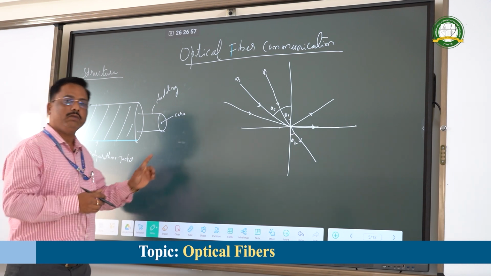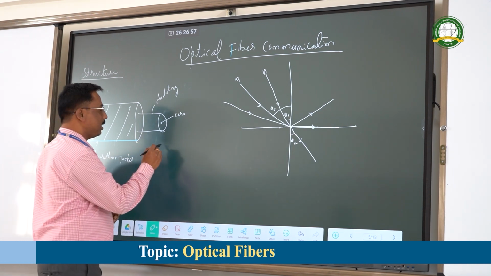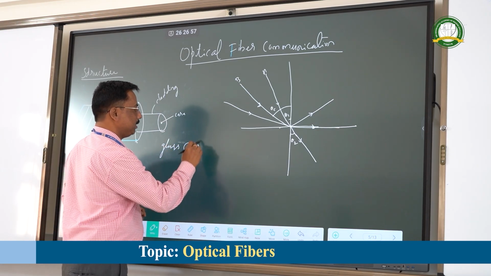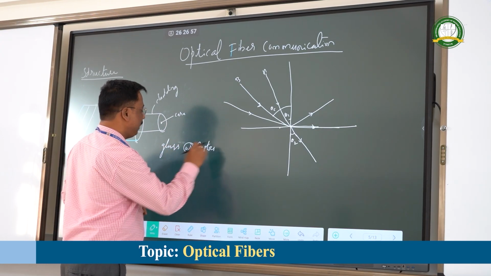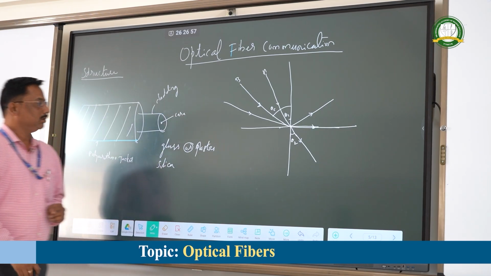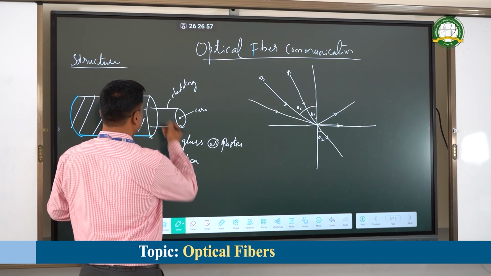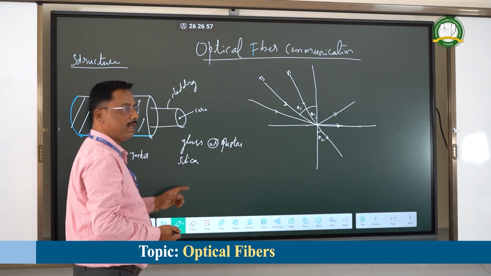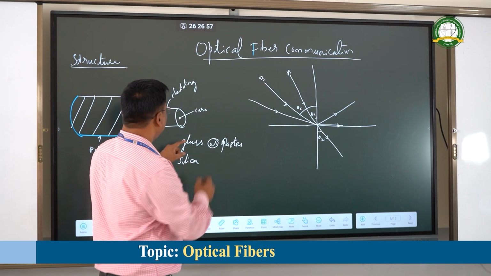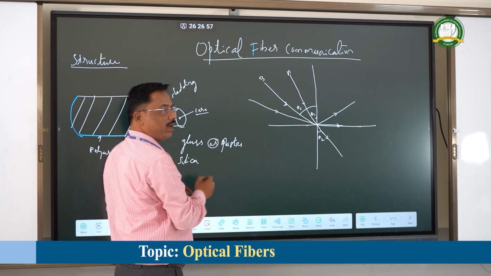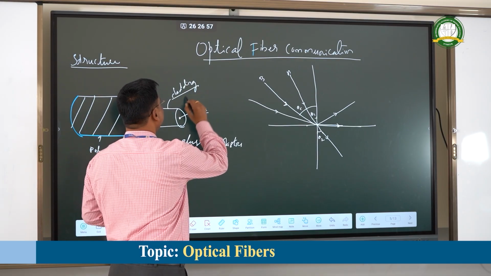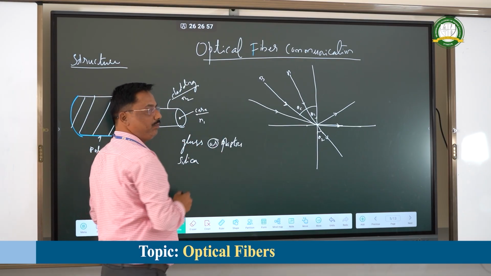Optical fibers are made up of glass or plastics. Glass means especially silica materials. To fabricate these optical fibers, we use glass or plastics. In the structure of optical fibers, mainly there is a core with the refractive index of N1, and a cladding with the refractive index of N2.